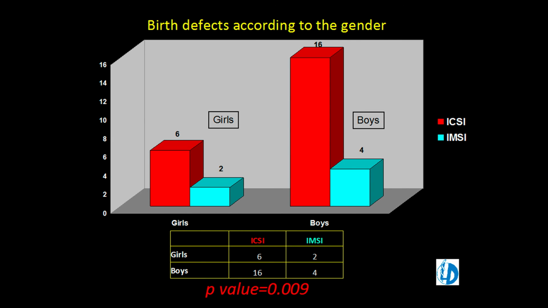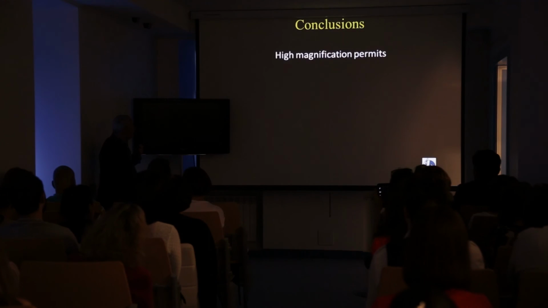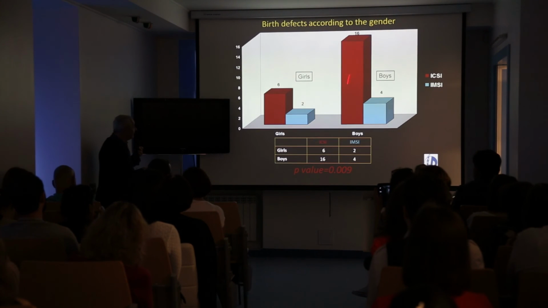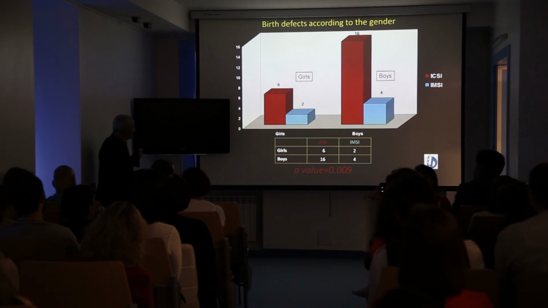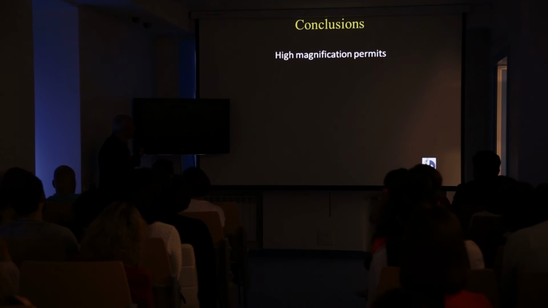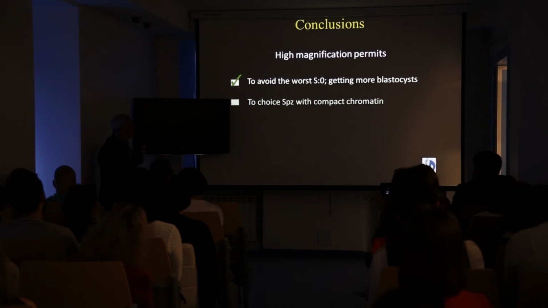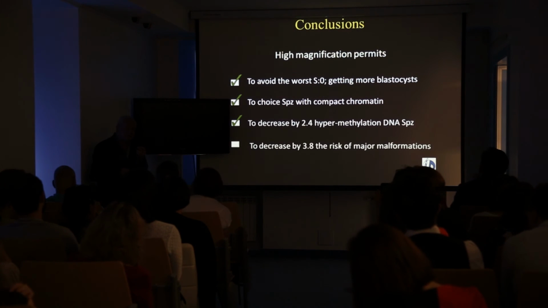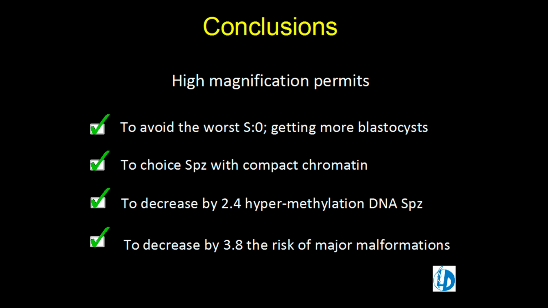And we see also that this problem occurs more often with the boy than with the girl. And in conclusion, this high magnification is not used for everyone, that's not true, but you need to have it to get more blastocysts and to avoid the worst, to choose a better conformation of the chromatin and to decrease the hypermethylation and also the rate of malformation. Thank you very much for your attention.